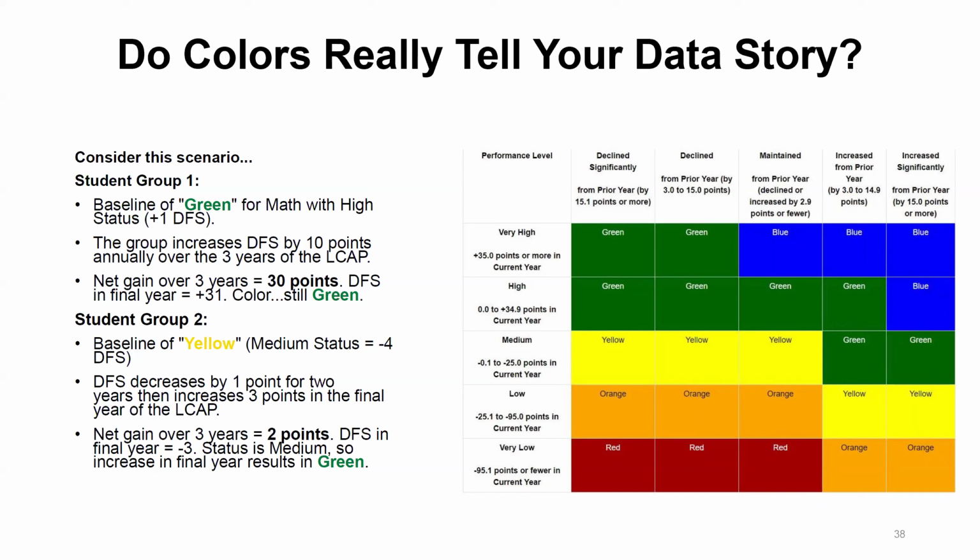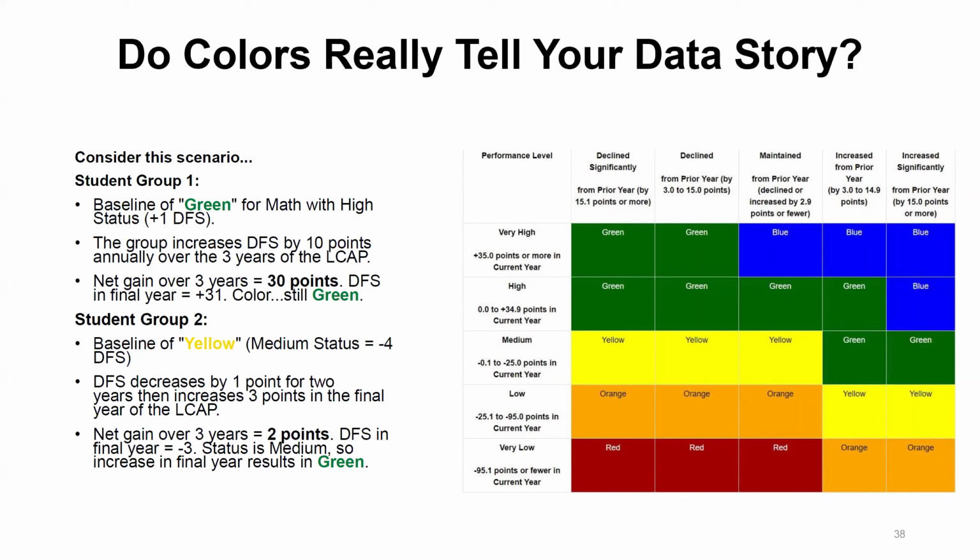So the first student group is doing well. They're going to start with a baseline of green, right? And we're just talking green. And how that green was derived, they have a distance from standard of 1 point above standard, a plus one distance from standard. And that's going to place them in the high category on the status column on the left. And the prior year, let's just say that they had maintained, they've been in that category.